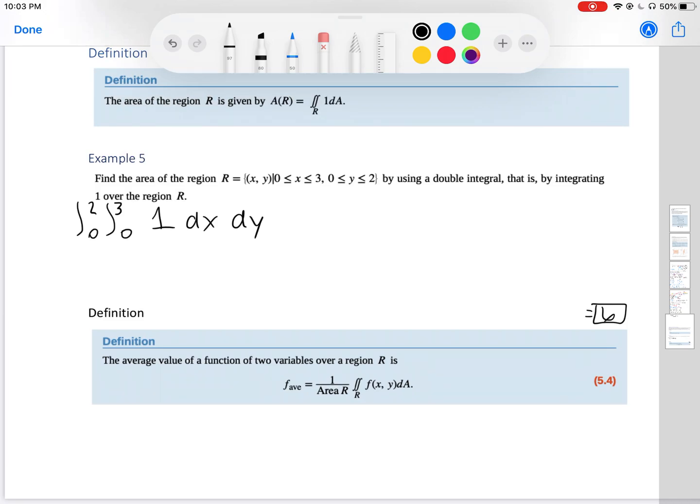We have one more definition. The average value of a function of two variables over a region R is 1 over the area of R times the double integral of the function f of x comma y.